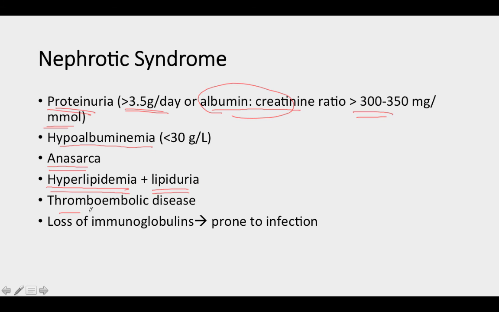You also have the potential for thromboembolic disease because you lose antithrombotic proteins such as protein C, protein S, and antithrombin 3. And because you lose immunoglobulins, you are prone to infection. That is the nephrotic syndrome. These are the 6 hallmarks of a nephrotic syndrome. And again, you will remember them by remembering the pathophysiology of non-proliferative glomerular disease.